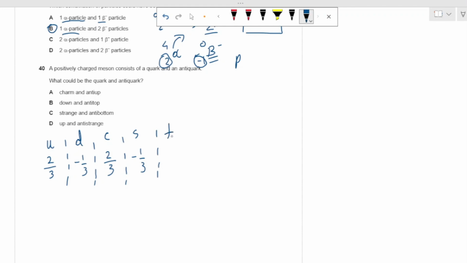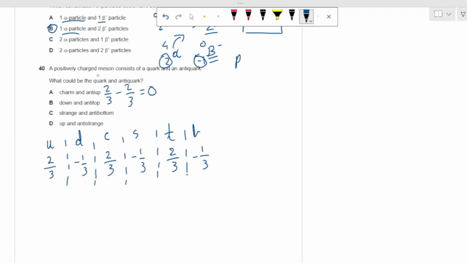Then for the top quark, we have 2 by 3. And for the bottom quark, finally, we have minus 1 by 3. And now let's look at the combinations. A charm and an anti-up. What does that mean? A charm is 2 by 3. An anti-up is the opposite of the up. If you look here, up is 2 by 3. The opposite of that is minus 2 by 3. So that just simply gives us 0.